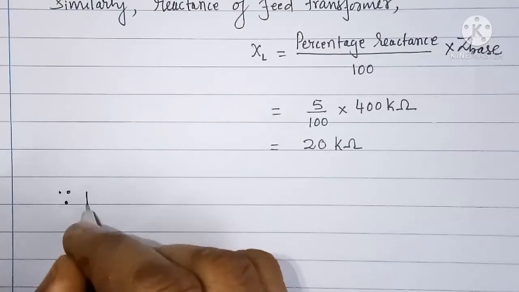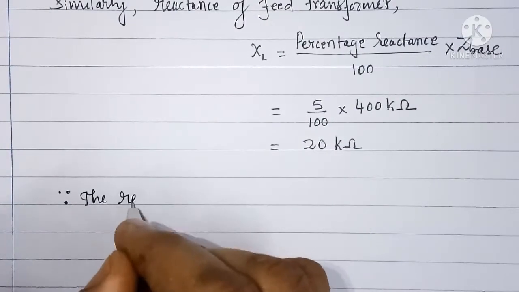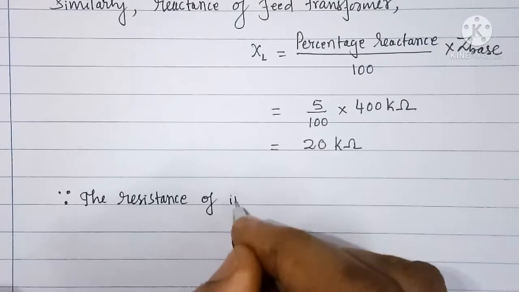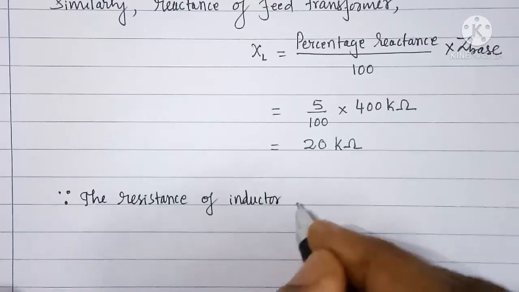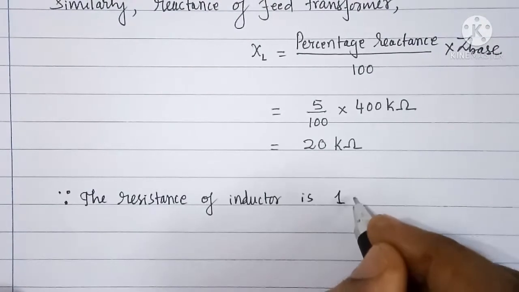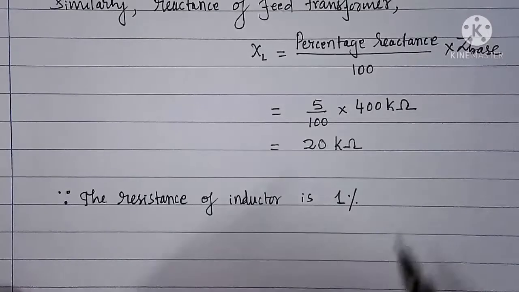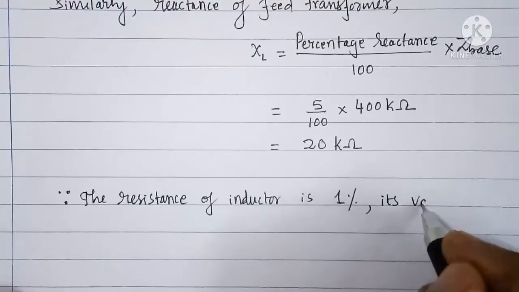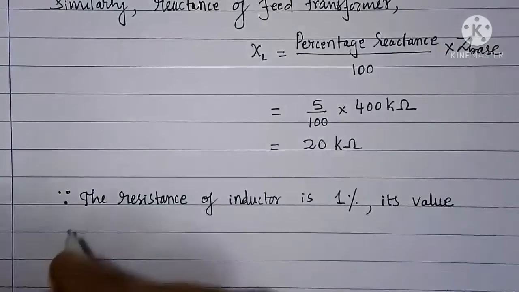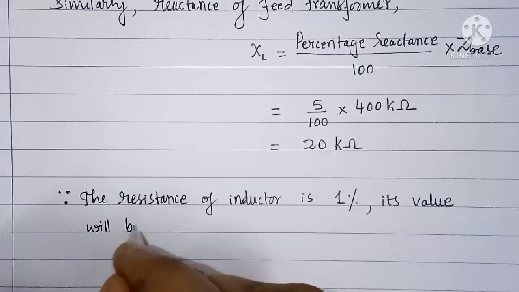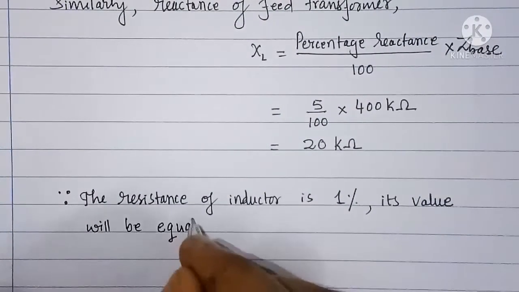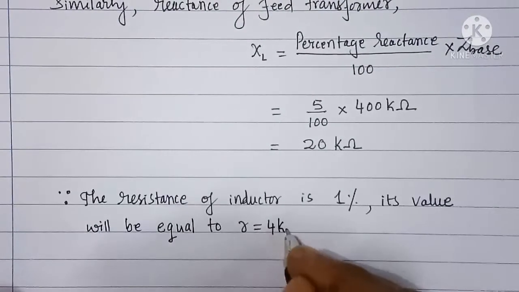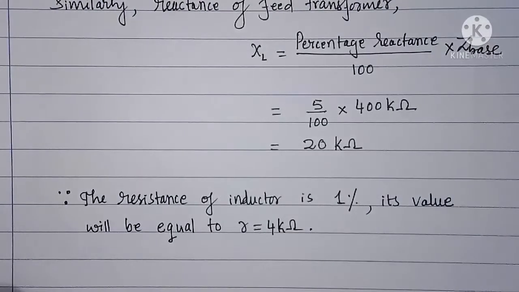Since the resistance of inductor is 1%, its value will be equal to R equal to 4 kilo ohm.